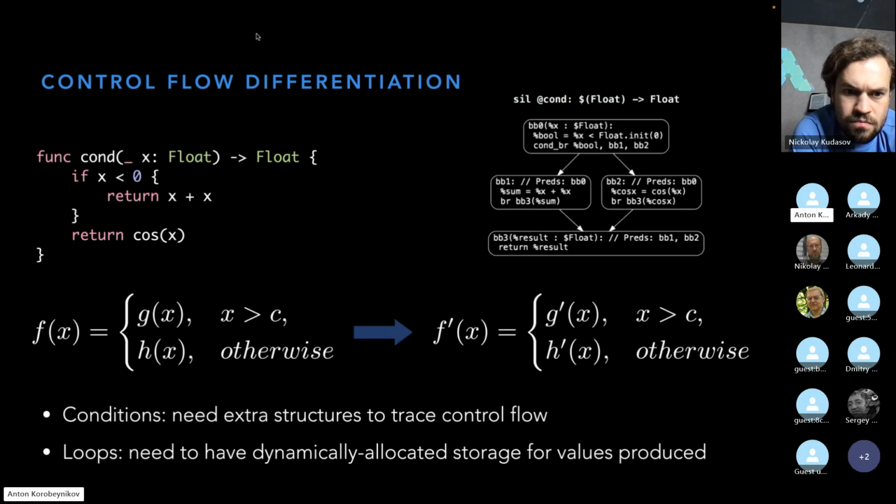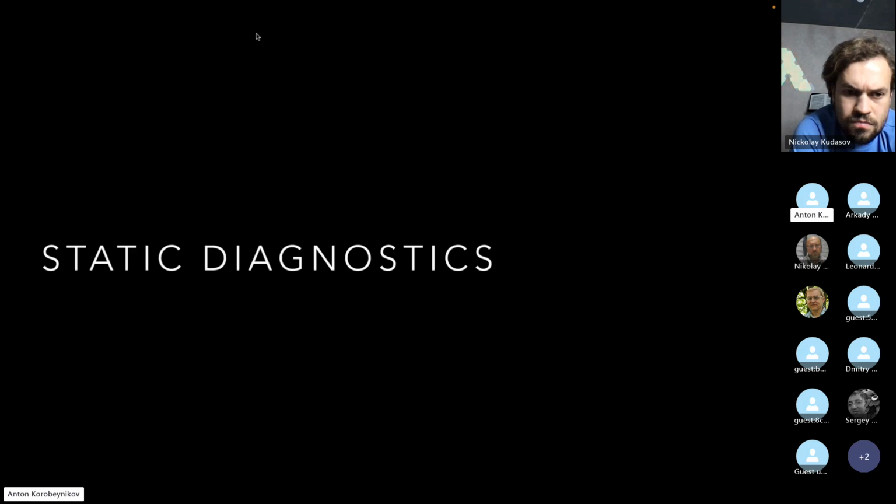The situation with loops is slightly more elaborate because when the loop trip count is not known, we need to have some kind of dynamically allocated storage for the values produced. And the key is how to do that efficiently.